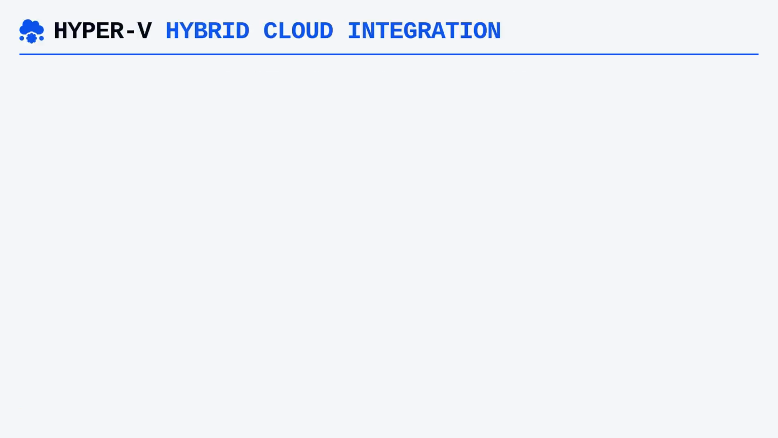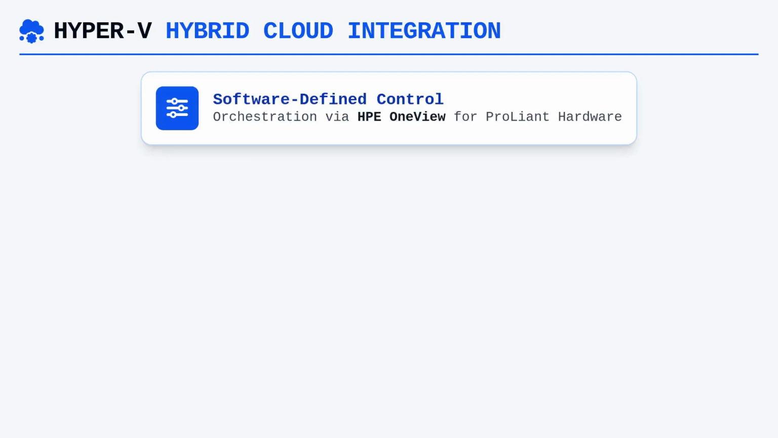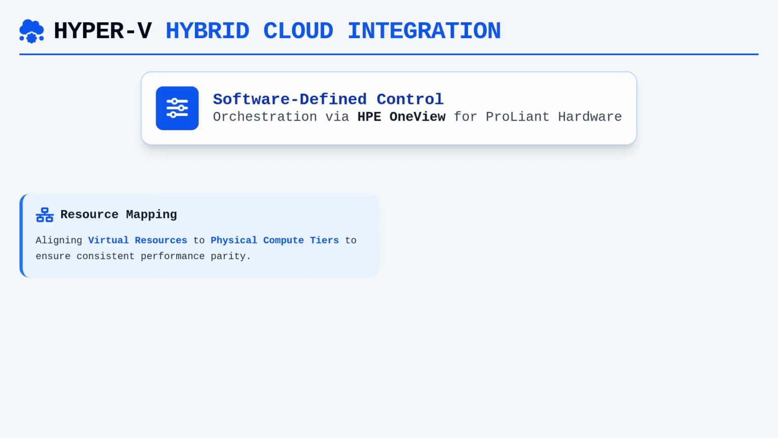When we analyze the integration of Hyper-V into a hybrid cloud strategy, the focus shifts towards software-defined control and lifecycle management. The hypervisor does not exist in a vacuum. It acts as an endpoint for management tools like HPE OneView, which can orchestrate the underlying ProLiant server hardware. Integration metrics are largely determined by how effectively we map virtual resources to physical compute tiers. For instance, maintaining performance parity in a hybrid setup requires us to define strict resource algorithms.